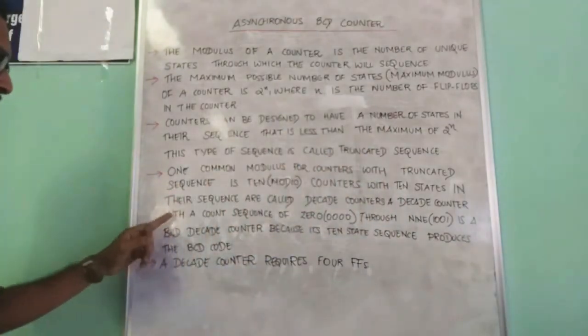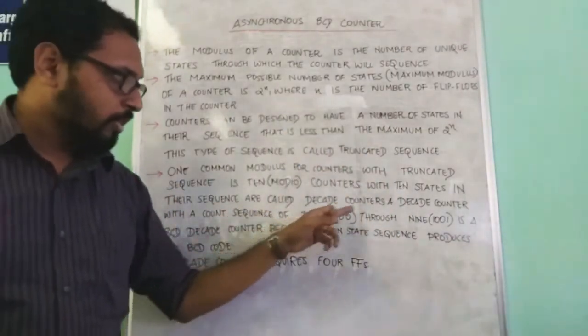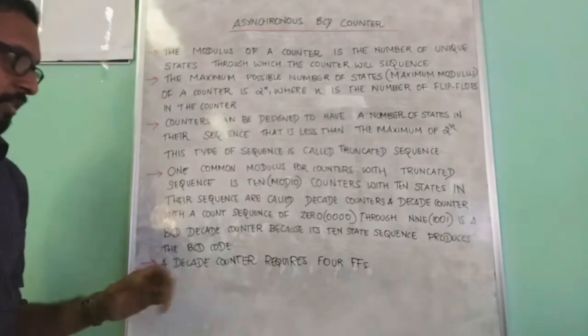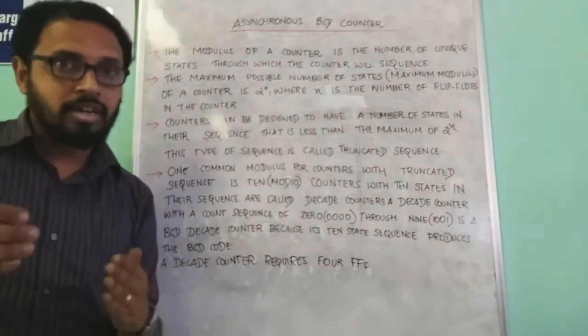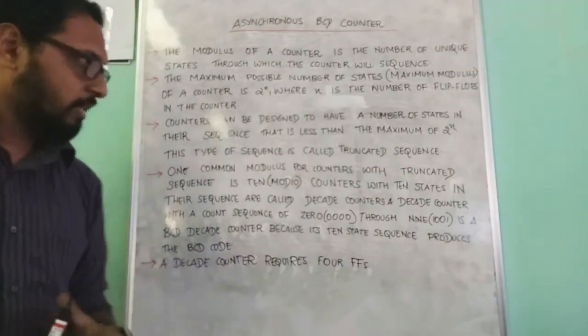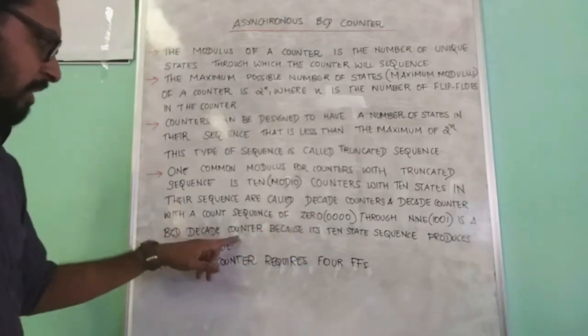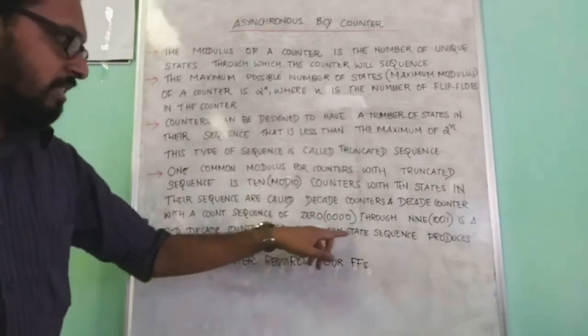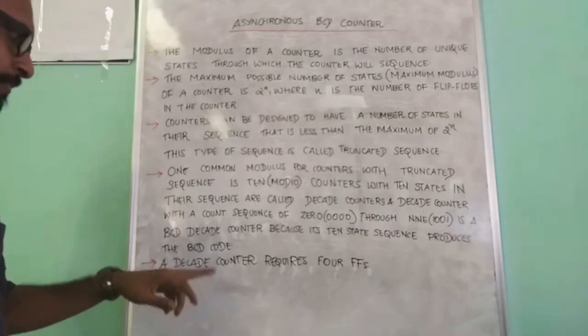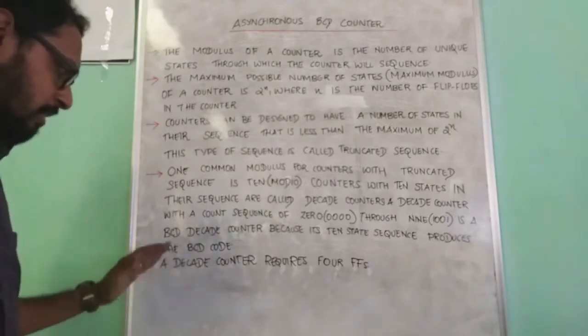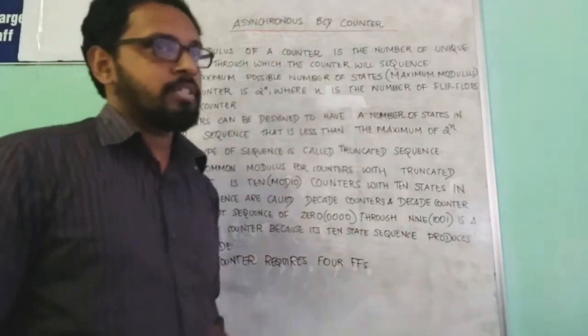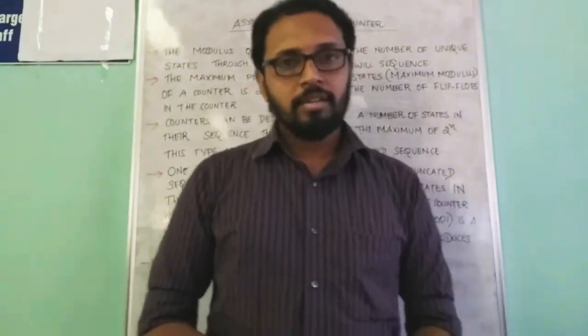A decade counter with a count sequence of 0 through 9, which means 10 states, is a BCD counter because its 10 states produce the BCD code. The BCD counter requires 4 flip-flops, for the reason I have told you just now. Please go through it.